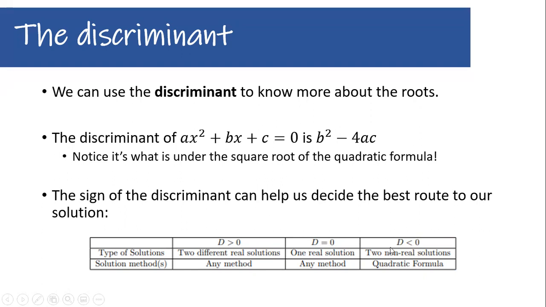It gets tricky when your discriminant is negative. So when your discriminant is less than 0, then it never touches, never crosses that x-axis. It has no x-intercepts whatsoever. So it has two solutions, but they're both not real. In this case, the best course of action is going to be to use the quadratic formula.